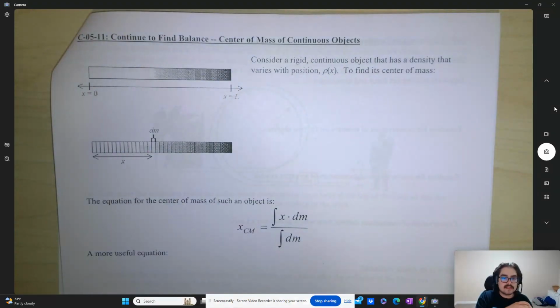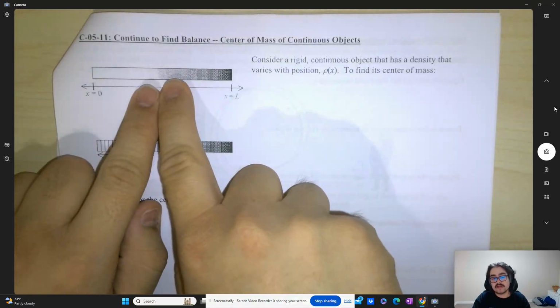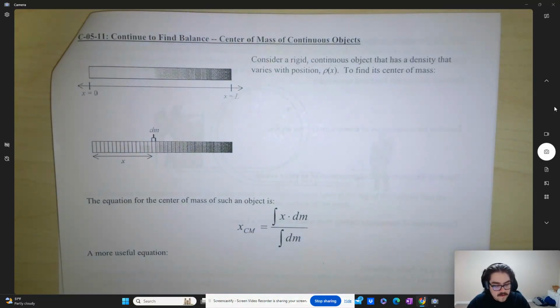So that means that the rod maybe doesn't have the same mass throughout, right? Maybe the left side has more mass than the right side. And so obviously that's going to change where the center of mass is. Typically, the center of mass would be dead center, but here it's not going to be.